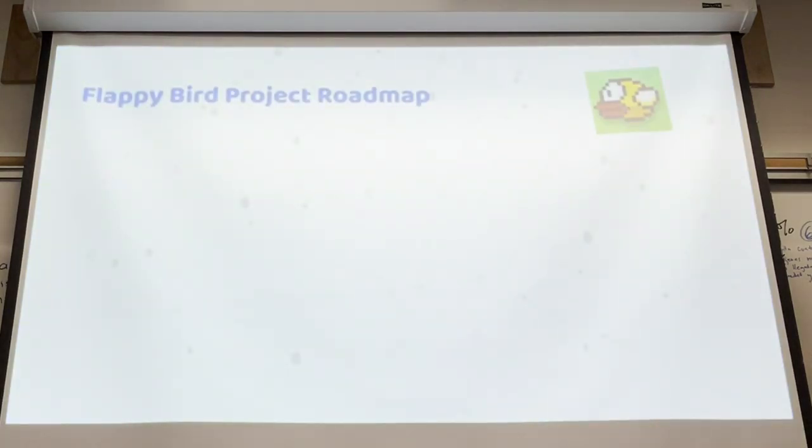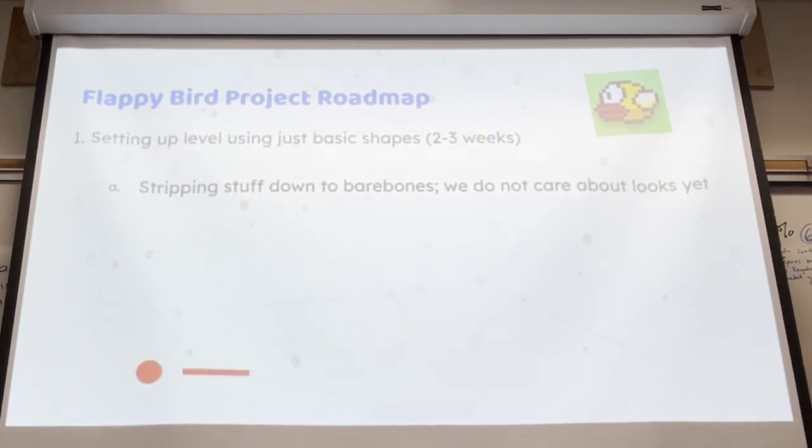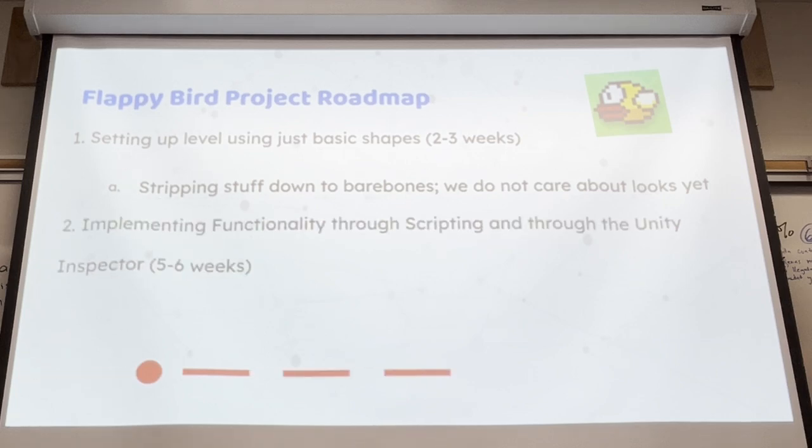All right, so first for our Flappy Bird project, we're going to be setting up the level using basic shapes. We want to establish the skeleton of the game before we put on all the organs and the muscles and the skin. We're not going to care about the looks, so it's literally going to be white circles, white squares, stuff like that. And it's going to be around 2 to 3 weeks.